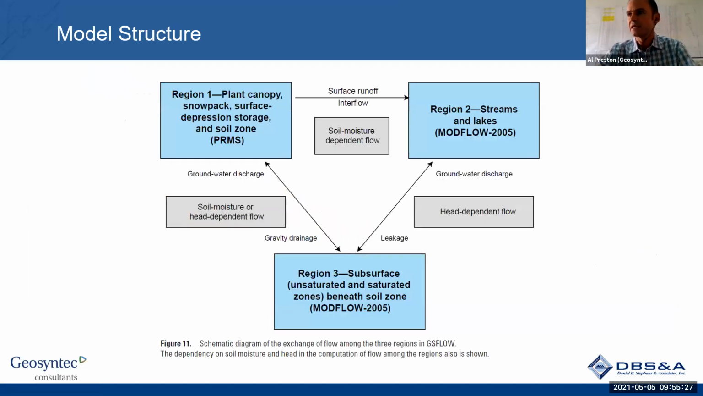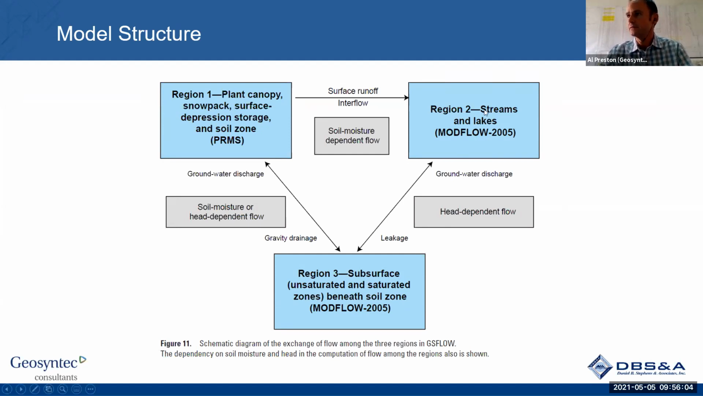So again, going back to more of a schematic representation, this is just a figure taken from the GSFLOW manual. It talks about 3 regions. Region 1 is the upper layer. It deals with plants, storage of water in the soils, and that's the precipitation runoff modeling system, or PRMS. Regions 2 and 3 are both simulated by MODFLOW. This schematic says MODFLOW 2005. It's since been updated. It now uses MODFLOW NWT.